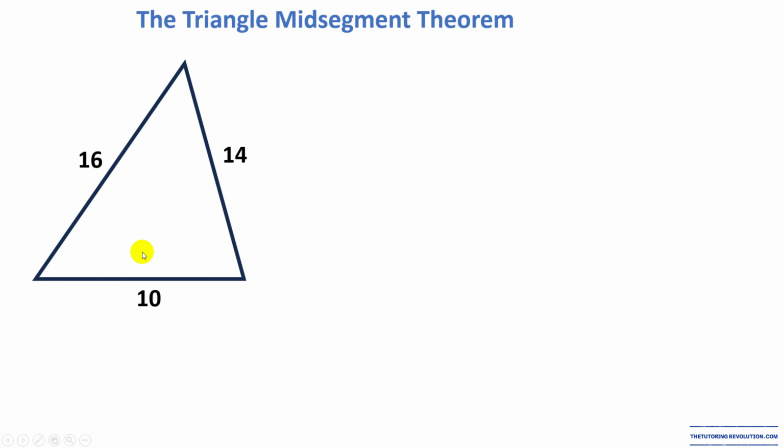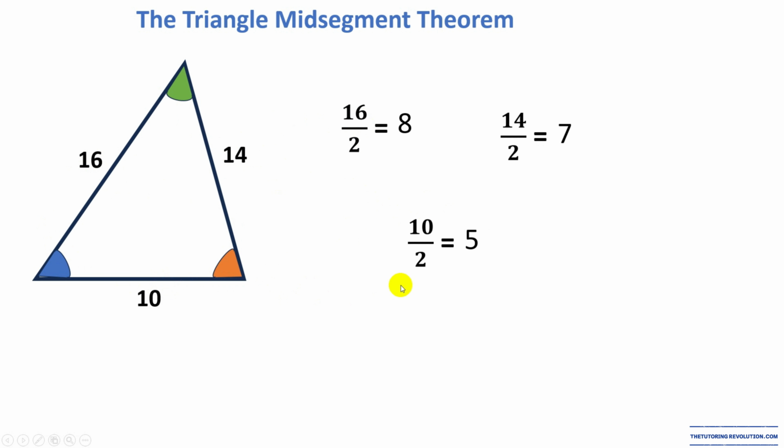We'll show an example here, so you can understand how this theorem works. In this triangle, the lengths of the sides are 16, 14, and 10. And it has three different angles as shown by three different colors. Now we're going to take each side and divide by 2. 16 divided by 2 is 8, 14 divided by 2 is 7, and 10 divided by 2 is 5.